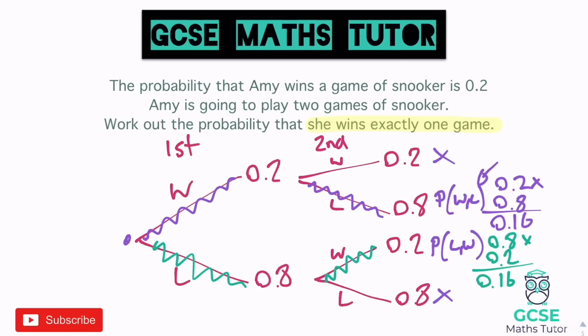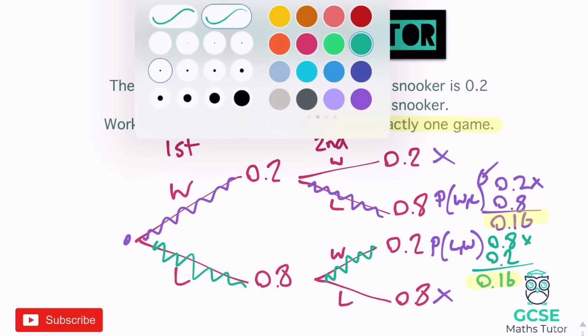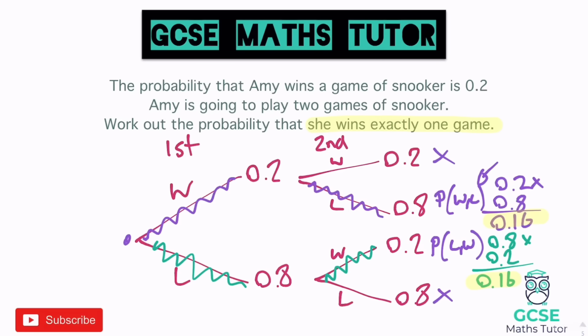We've got 0.16 for that route and 0.16 for that route, and when we've got 2 probabilities to combine, we just add them both together. So 0.16 add 0.16 gives us a total probability there of 0.32 as our final answer.